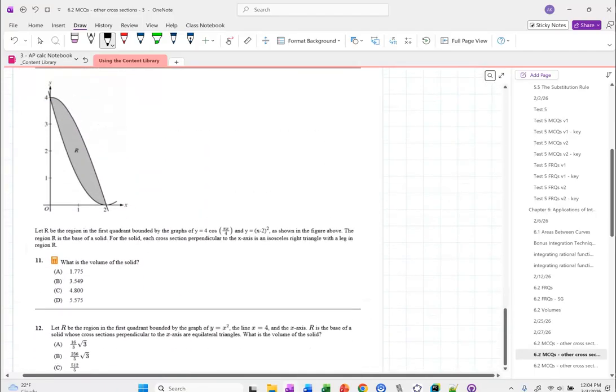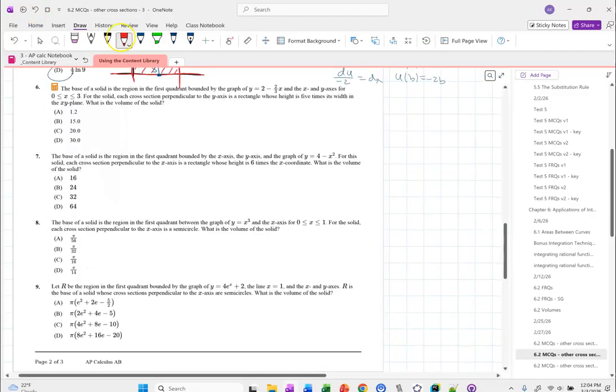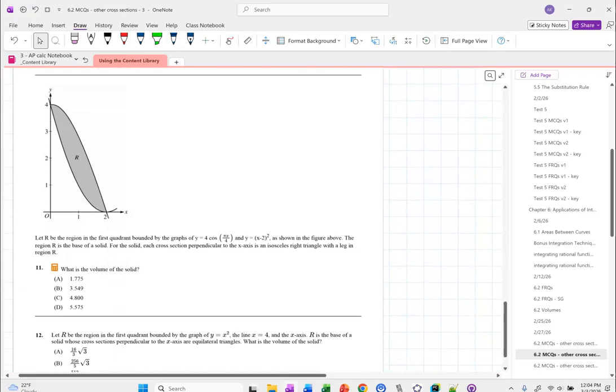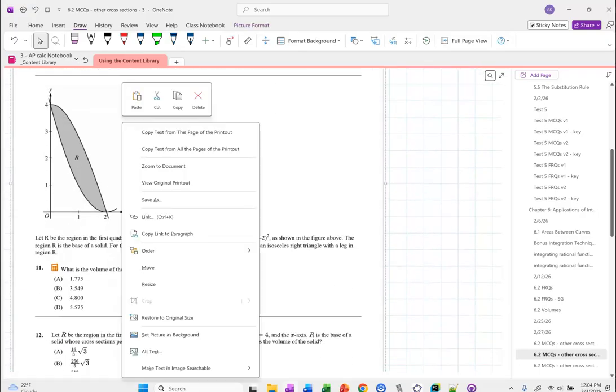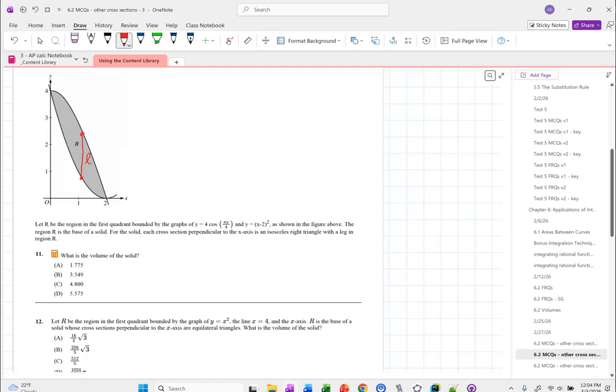So 11 says, let R be the region in the first quadrant bounded by the graphs of yada, yada, yada, as shown in the figure above. The region R is the base of the solid. For the solid, each cross-section perpendicular to the x-axis is an isosceles right triangle with leg in region R. So I'm just going to draw an arbitrary leg. So there's my leg, right?